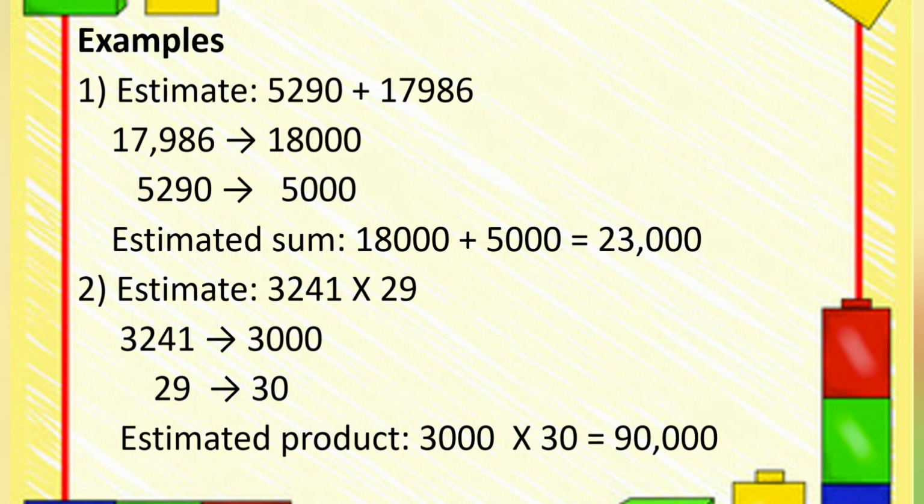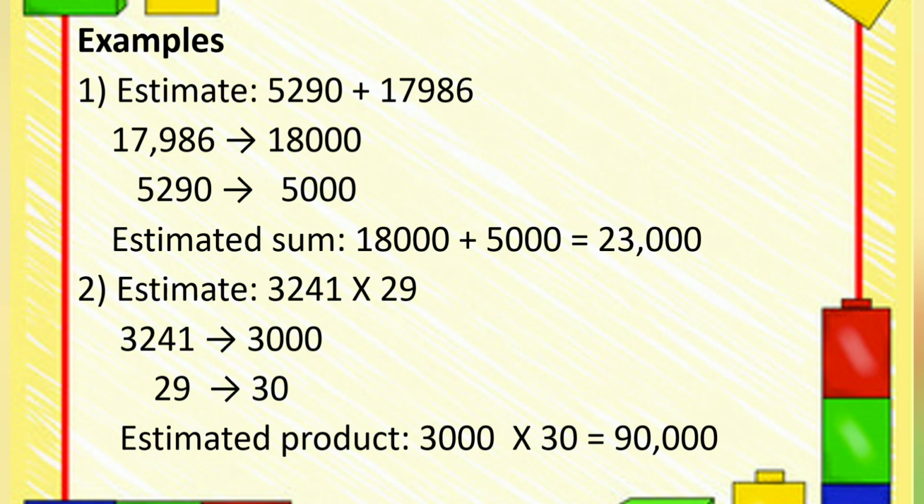Some examples. 1. Estimate 5,290 plus 17,986. Now 17,986 is rounded off to 18,000. 5,290 is rounded off to 5,000. So estimated sum is 18,000 plus 5,000, that is 23,000.